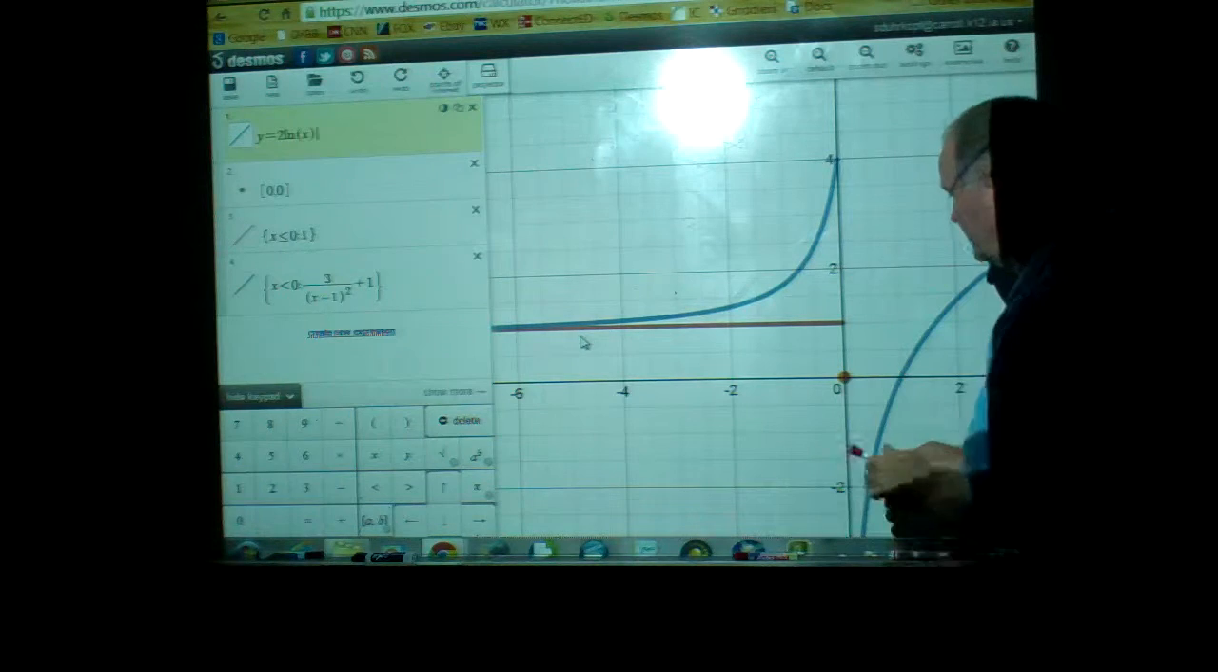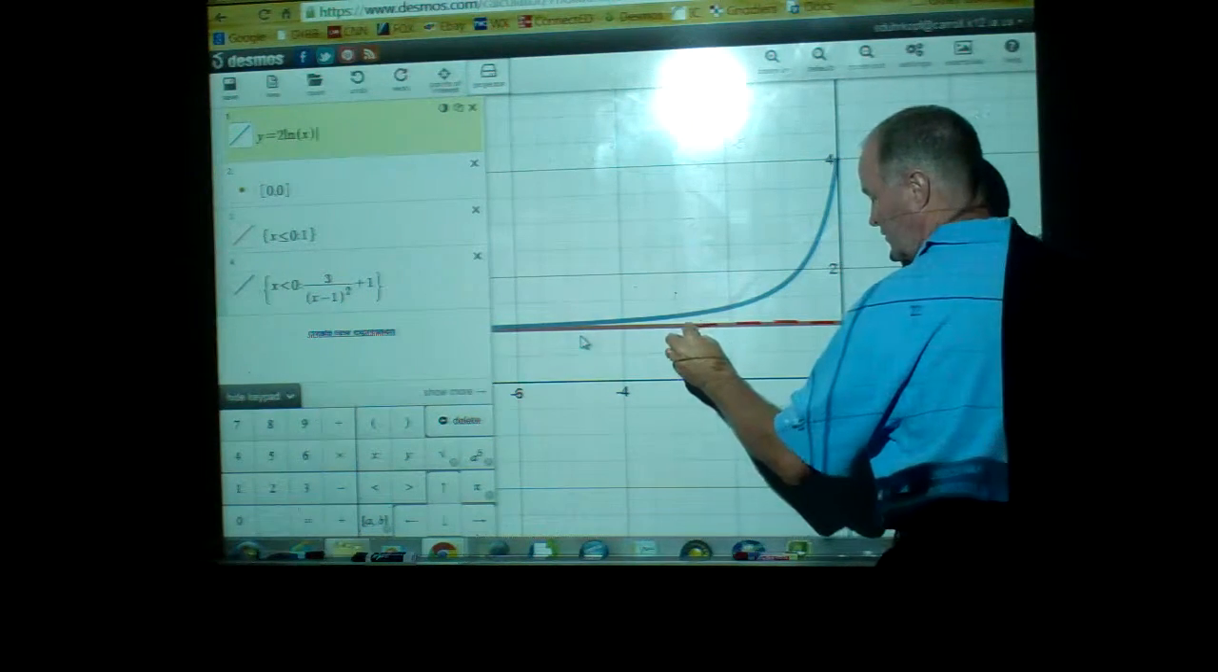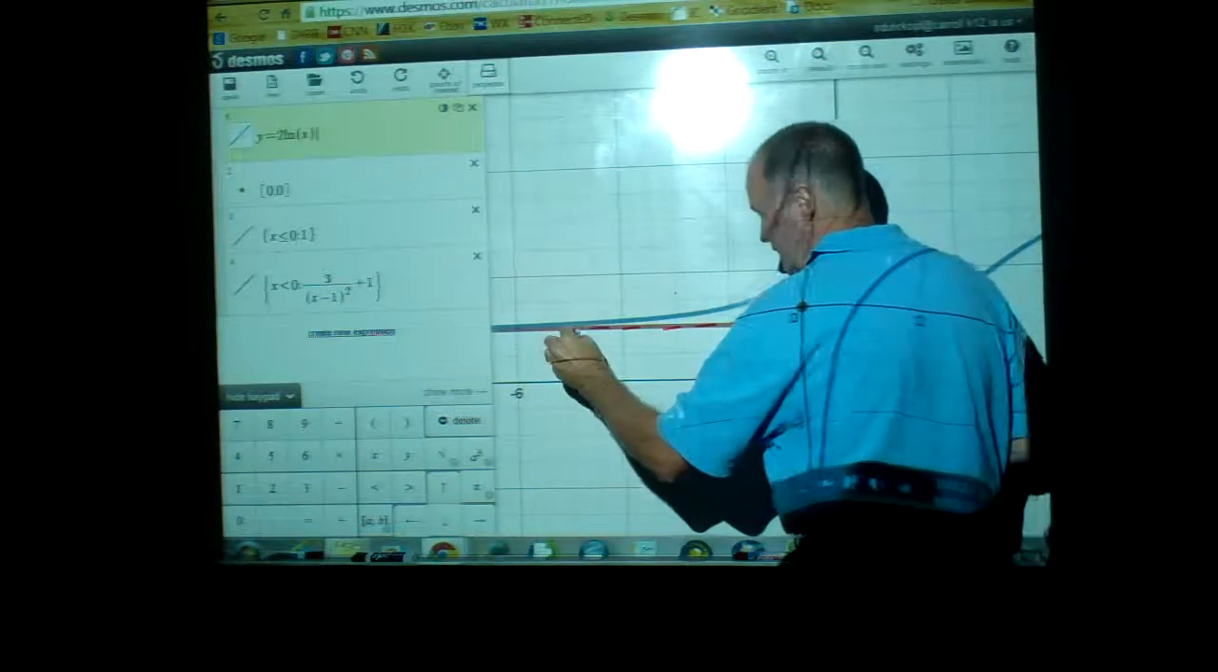This is actually an asymptote. This is dashed. They don't do it on this grapher yet, at least not yet.